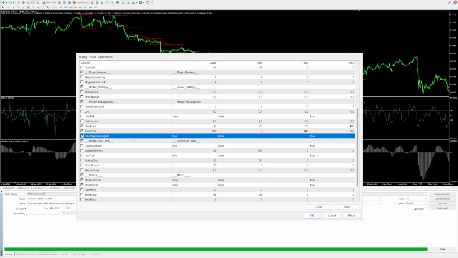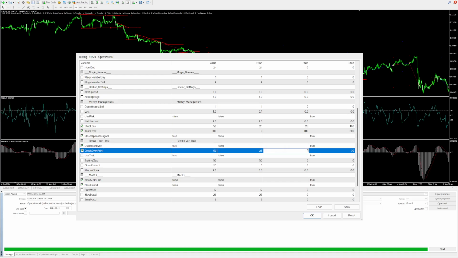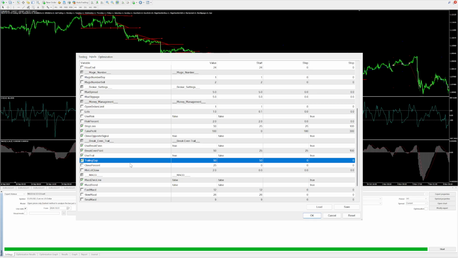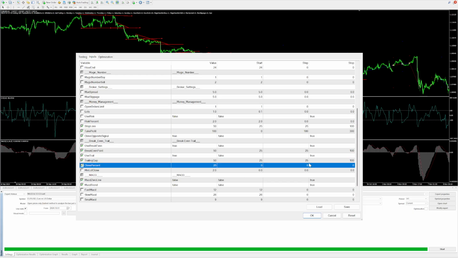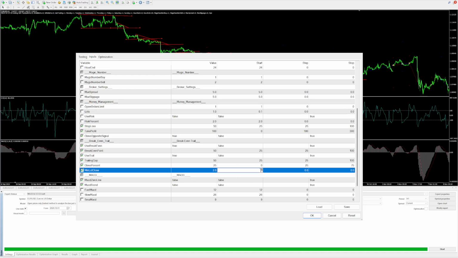Close opposite on signal, we'll test that true or false. Break even, we'll test that true or false. Break even point, we'll start at 25, 25 increments, stop at 100. Trailing stop, true or false. Trailing gap, we'll test 25, 50, 75, 100. Close percent, we'll close 0, 25 up to 75, I think. And the minimum lot to close, we're going to use one standard lot. So minimum lot to close, we'll do 0.25, up to, no, we want to go higher.